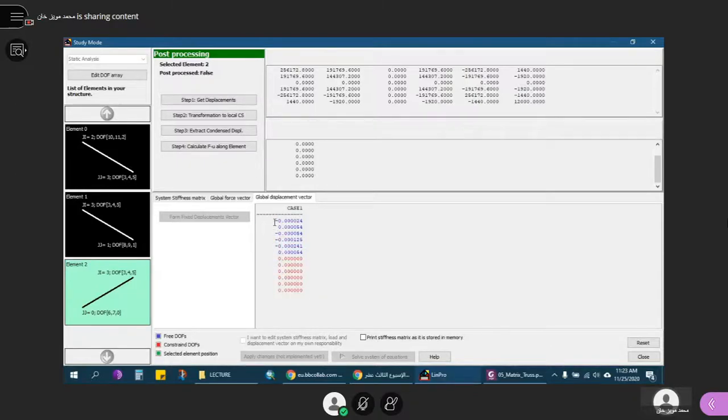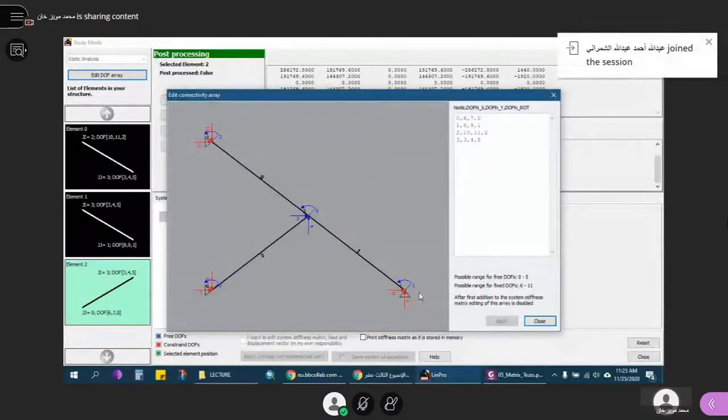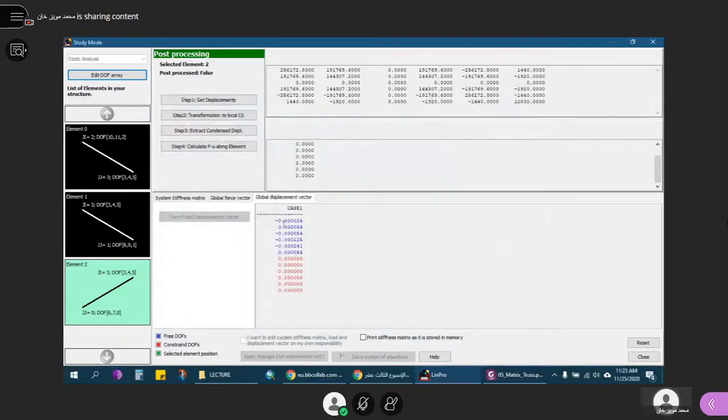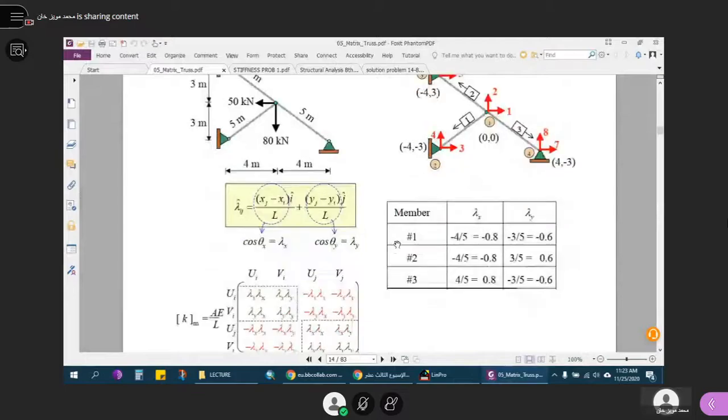So now what are the unknown degrees of freedom? We have rotation at this node, then rotation at this, then 3, 4, 5, and 2. So what are we requiring? We require the displacement in this direction, 3 and 4. So I need to see that in 3 and 4. What is the 3? 0, 1, 2, 3. 0.000125.